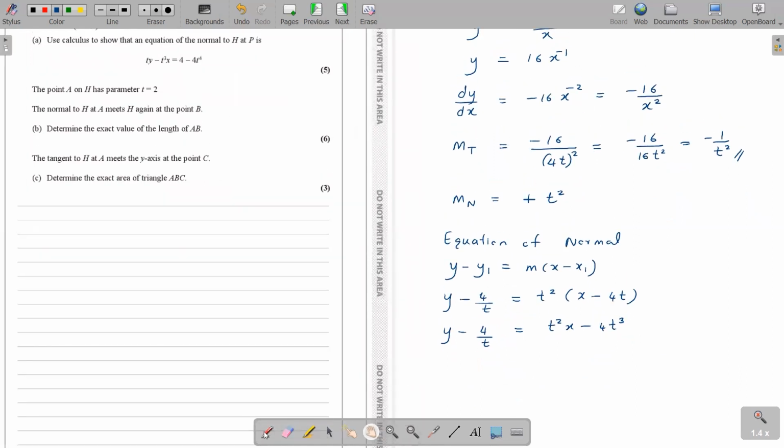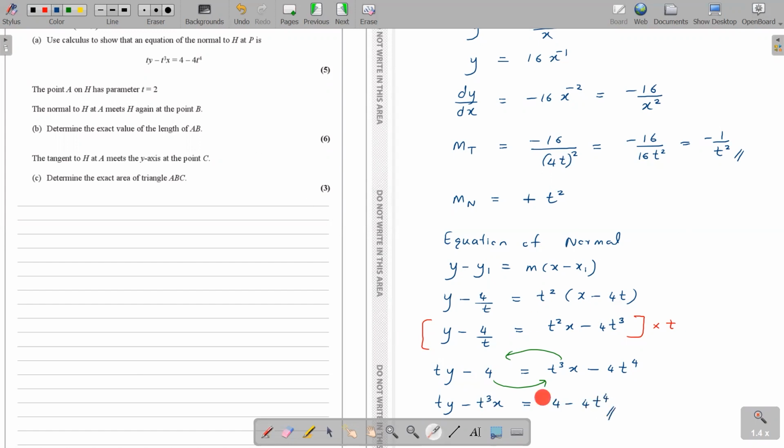So now we need to simplify. You can see in the show that there is no denominator t, so I will multiply the entire equation by t to remove the denominator. So this gives me y times t is ty, 4 over t times t is 4, t square x times t is t cube x, and 4t cube times t is 4t to the power 4. In the show that, they've taken the t cube x here and the minus 4 has gone to the other side. So ty minus t cube x equals 4 minus 4t to the power 4. So this is the show that.